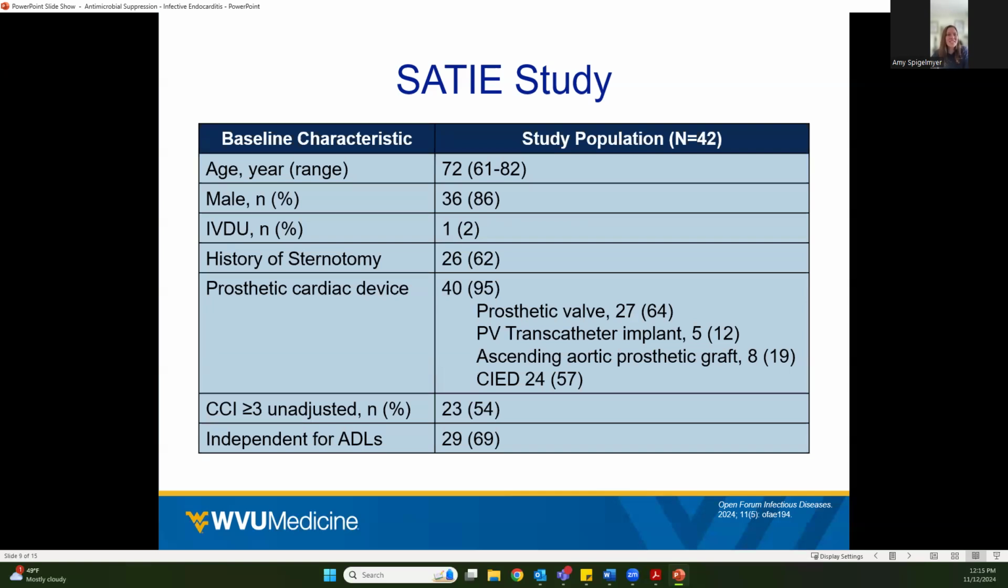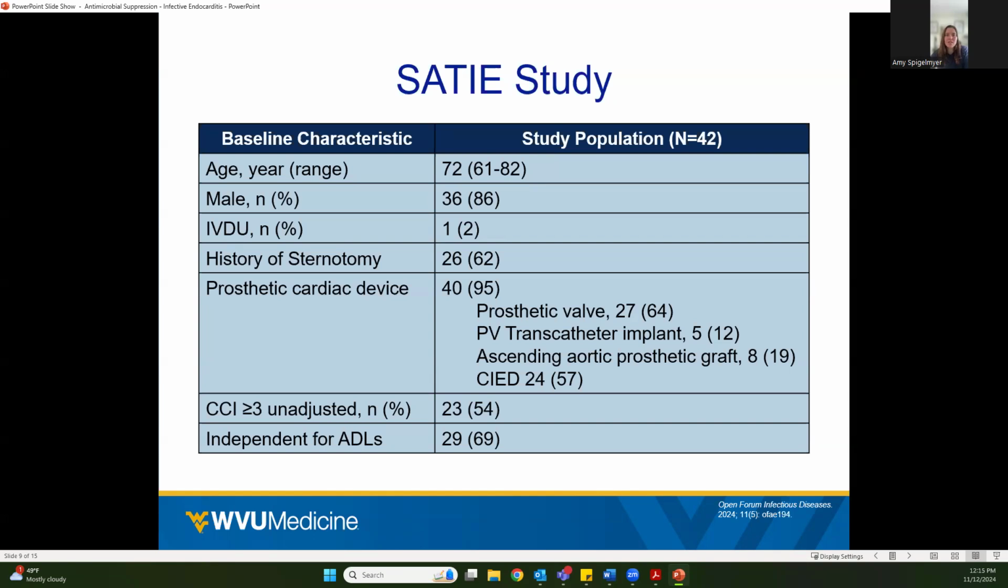So here on the next slide, we can see the baseline characteristics of the patients in this study. Interestingly enough, this study does comment that it's actually the largest study on this patient population published to date, which is almost funny because there are only 42 patients described in this observational study. The average age was 72, and it was predominantly male. A very small population with intravenous drug use, only one patient. 62% of patients had a history of sternotomy, and that could have potentially been directly related to their lack of surgical intervention for infective endocarditis in this specific study. And 95% of patients had some type of prosthetic cardiac device at baseline. And you can see specifically the type of devices they had here.